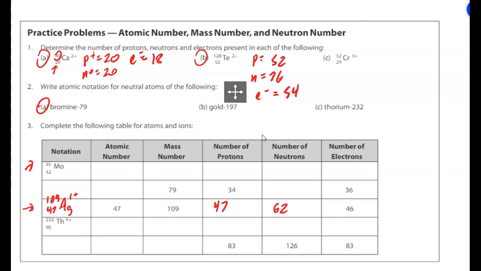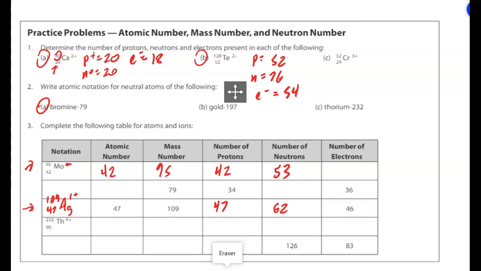Let's fill in the information for molybdenum. The atomic number, which is in the lower left, is 42. The mass number, oops, I can't see now, in the upper left is 95. Number of protons is always the atomic number, 42 again. Neutrons is going to be mass number minus atomic number. 95 minus 42 is 53.